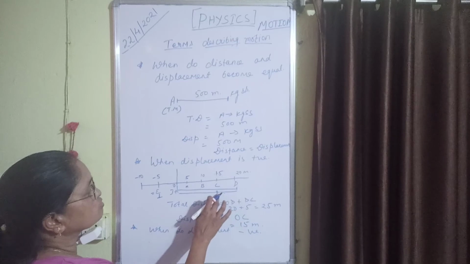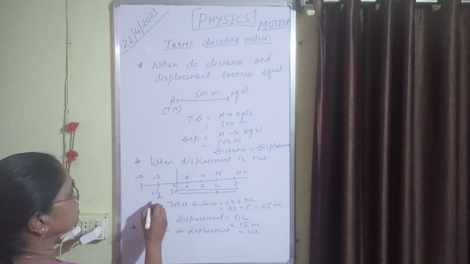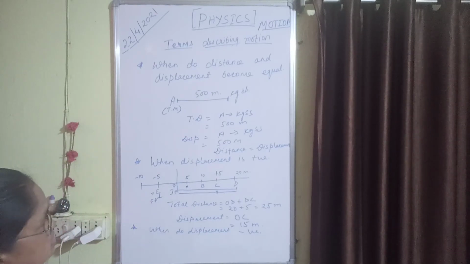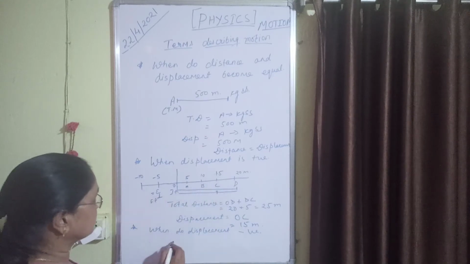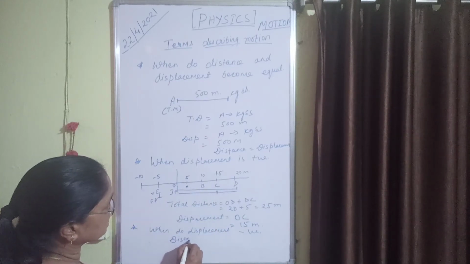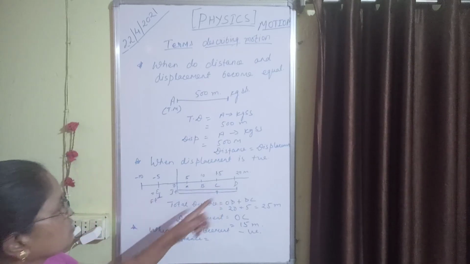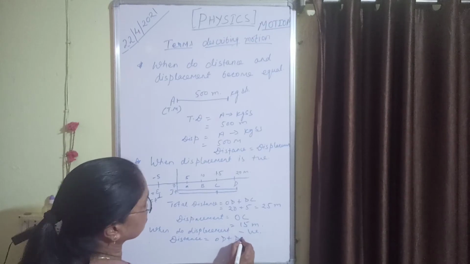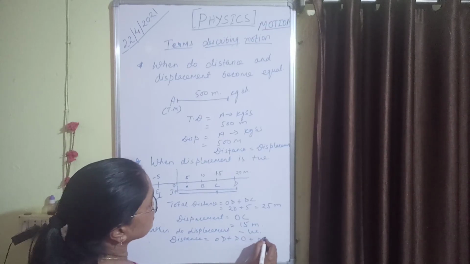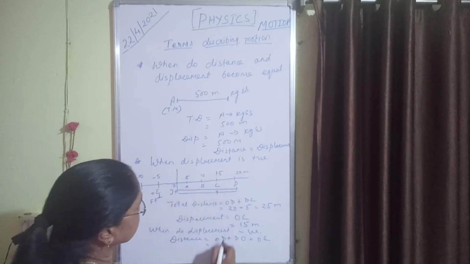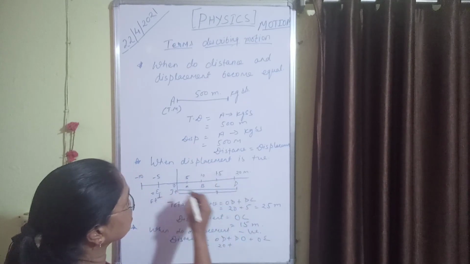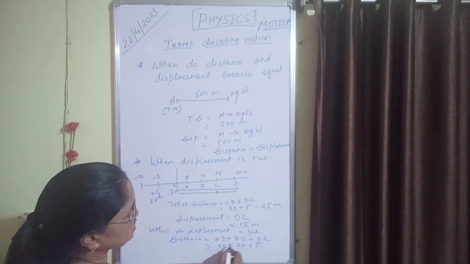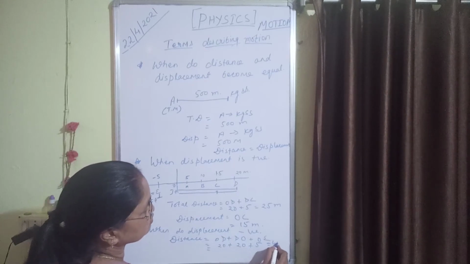So what will be the final position now? The final position will be this one, that is E. So in this case, the distance we can calculate very easily: O to D plus D to O plus O to E. O to D is 20, plus D to O again 20, plus O to E, it is 5. That means 20 plus 20 is 40, so it is equal to 45 meter.